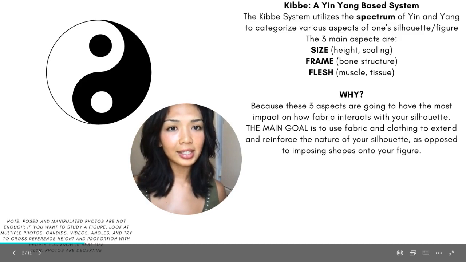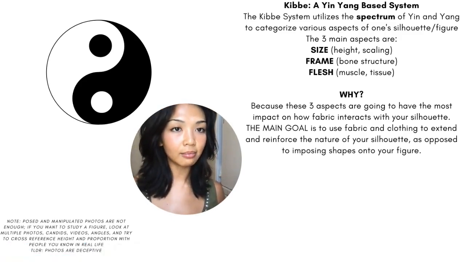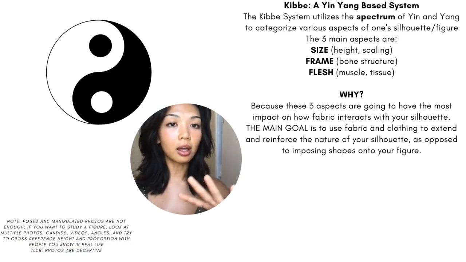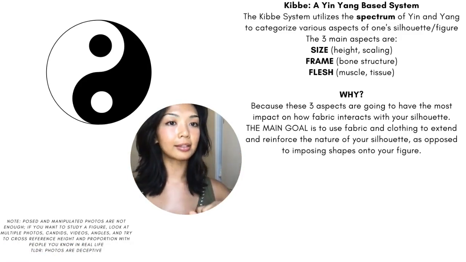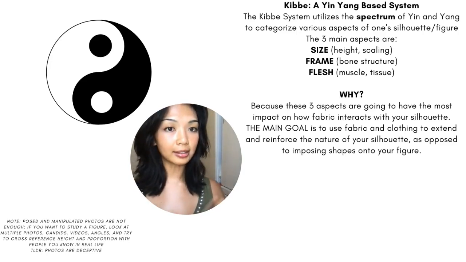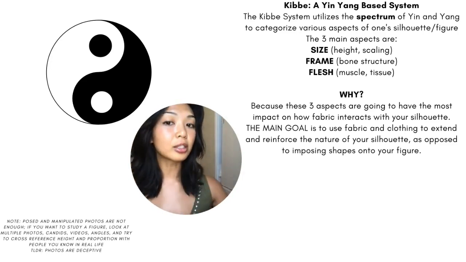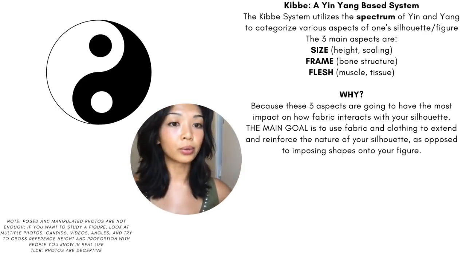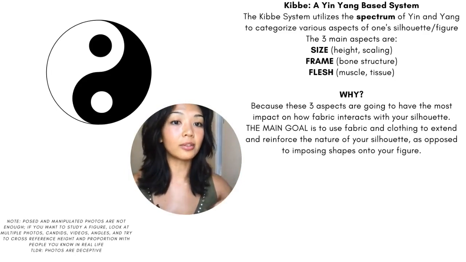All right, so what is the Kibbe system? The Kibbe system is a yin-yang based system, which I'll get into, that seeks to categorize 3 aspects of the silhouette in terms of yin and yang. So those 3 aspects are size, your height, your scaling, your proportions, frame, your bone structure, your skeleton, and flesh, your muscle, your tissue, what goes on top of your bones. And why are we classifying these 3 aspects in terms of yin and yang?